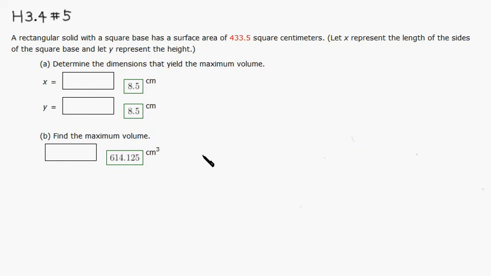Okay, let's go over homework 3.4, number 5. We are looking at the solid with a square base. It should look something like this. You have a box kind of like this, and it has a square base. You can't see this, and you cannot see this, and like that.